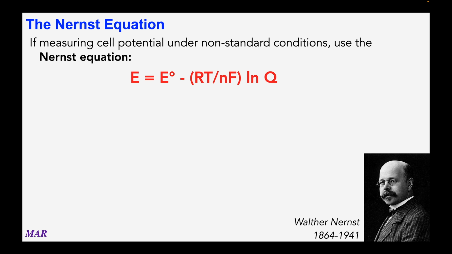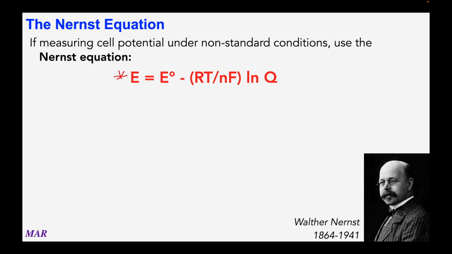But also, what would happen if you're not at 1 mole per liter? Maybe you're at 0.01 mole per liter, or you have 10 mole per liter, these kinds of things. So for all of these conditions, you need what's called the Nernst equation. The Nernst equation is E equals E naught minus RT over nF, natural log of Q.